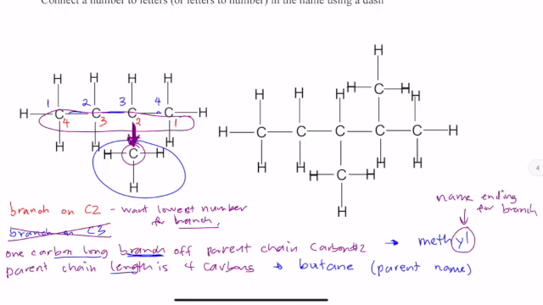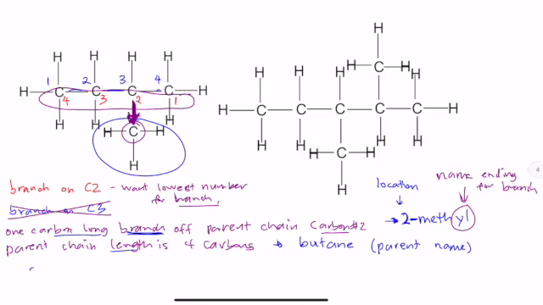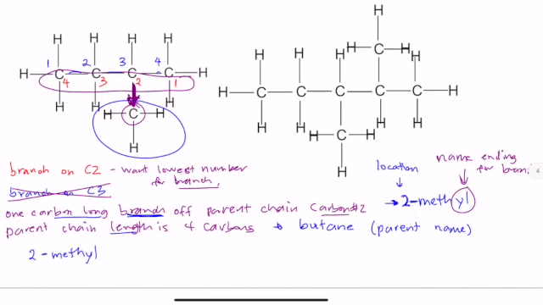And so that location of it on carbon number 2 goes in the front of the branch, so 2 as the number, and then that's attached to the name with a dash. Okay, so putting these together, this is 2-methyl, the name of the branch, and then putting it together with the parent name, this is 2-methylbutane.